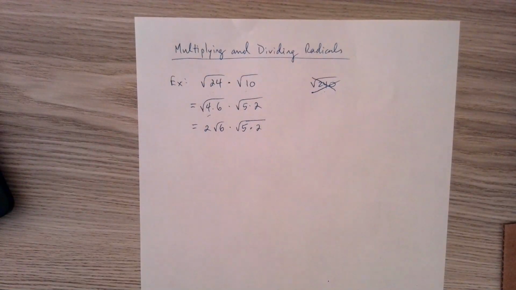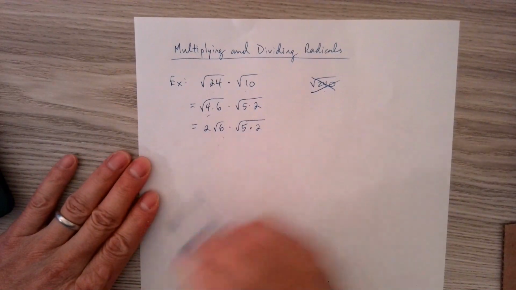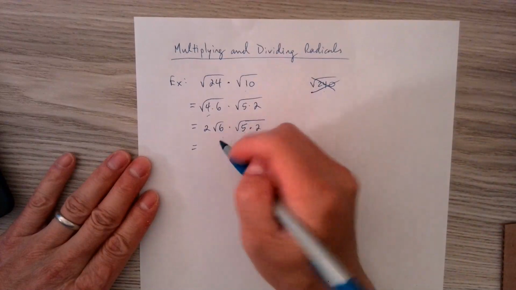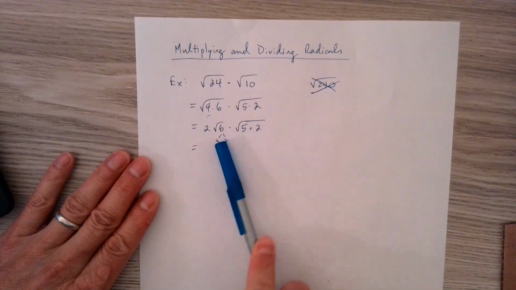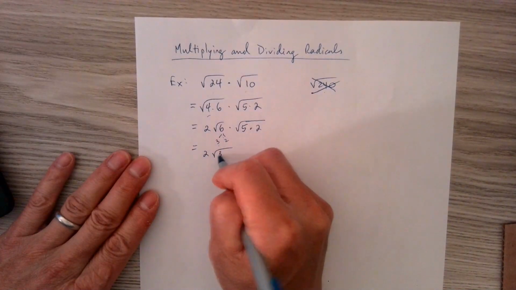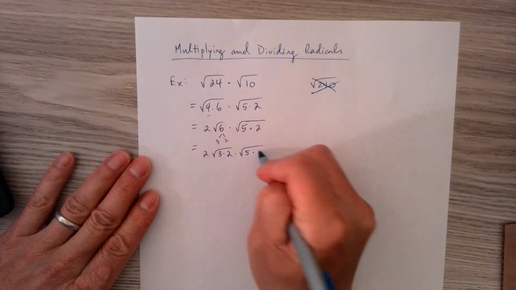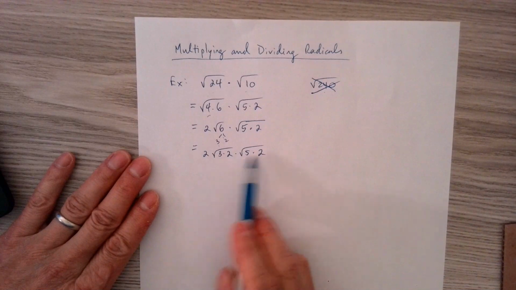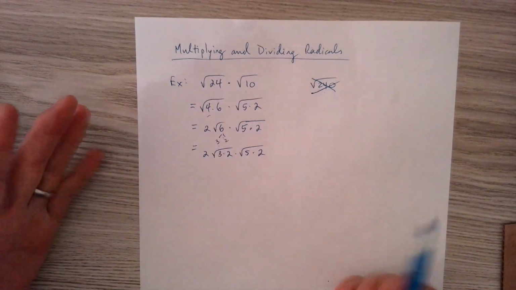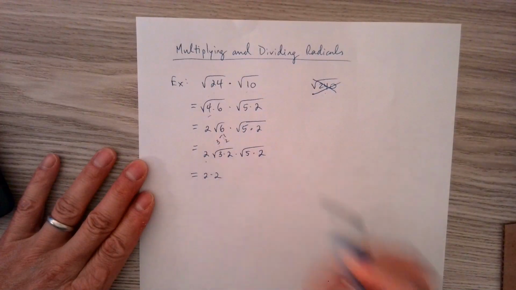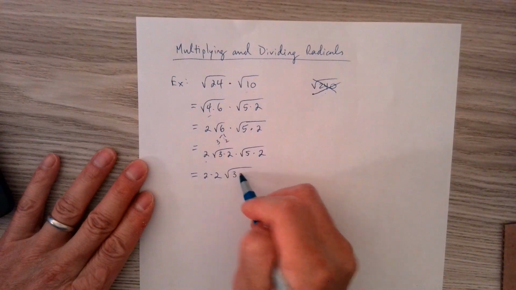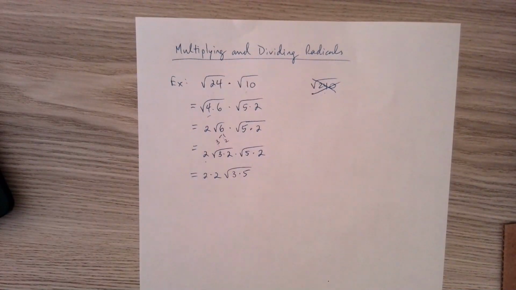rad 5 times 2. And it looks like we're done, but 6 is 3 times 2, right? It's 3 times 2, and we have a 2 over here. So we need to factor 6 as well. And we have 2 2's here, which is 2 squared, so another 2 comes out. And then the 3 and the 5, those are the only 2 values that will stay inside the radical.